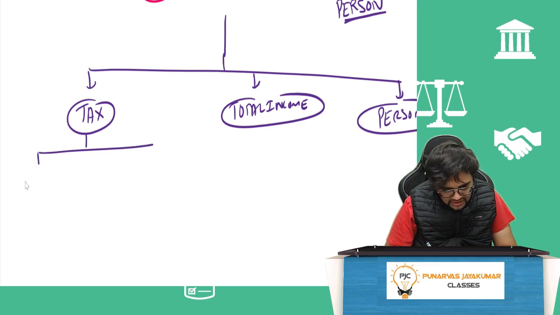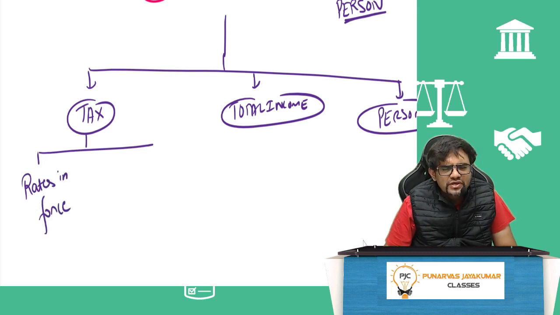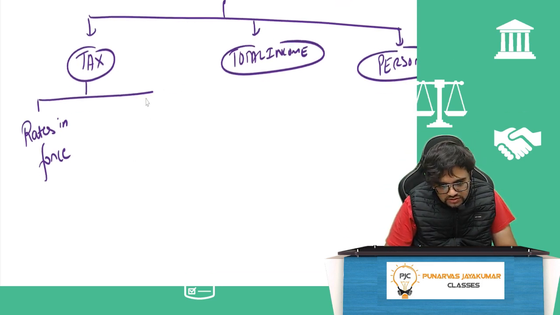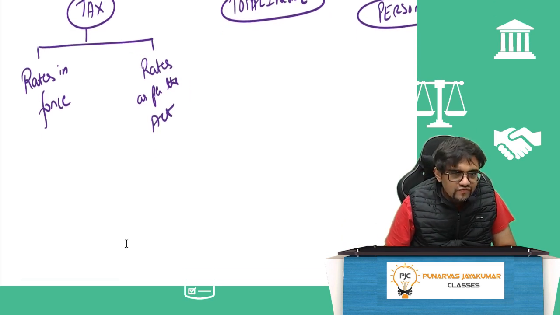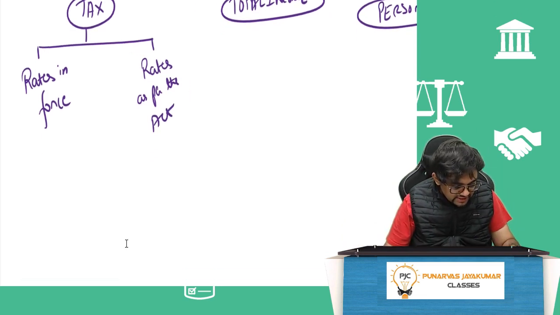One is called rates in force. This is a general interpretation. Wherever you see this wording, this is what it means. One is rates in force. Second is rates as per the Act. Rates in force is one. One more is what? Rates as per the Act.